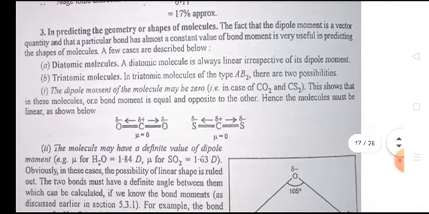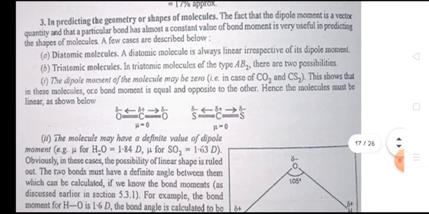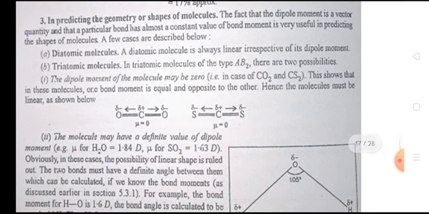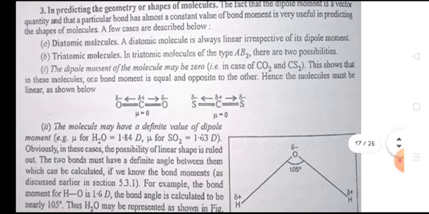In predicting the geometry or shapes of molecules. In fact, the dipole moment is a vector quantity and a particular bond has almost a constant value of bond moment, which is very useful in predicting the shapes of molecules. A few cases are described below. A diatomic molecule is always linear irrespective of its dipole moment.